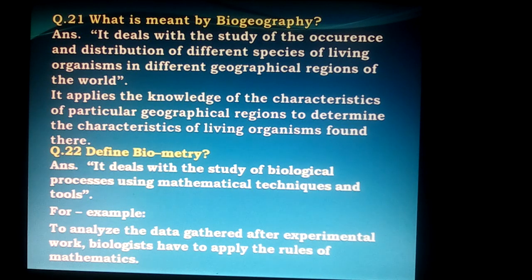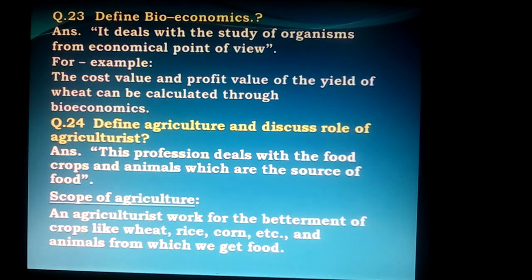For example, to analyze the data gathered after experimental work, when you have done an experiment and are going to gather the material, the data, biologists have to apply the rules of mathematics. So this is called biometry.